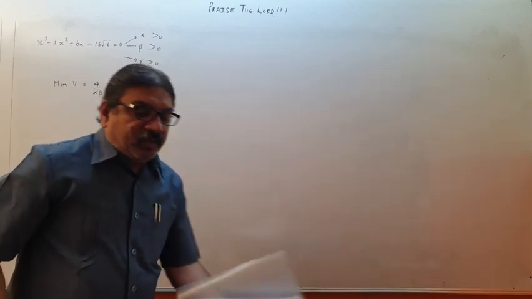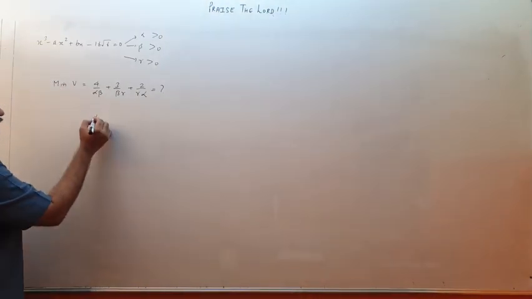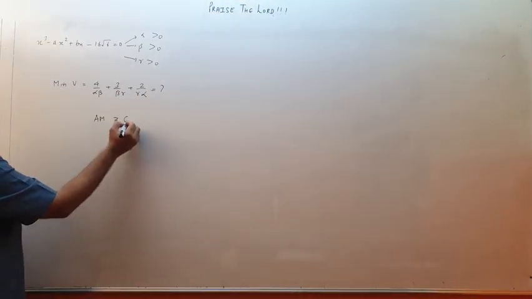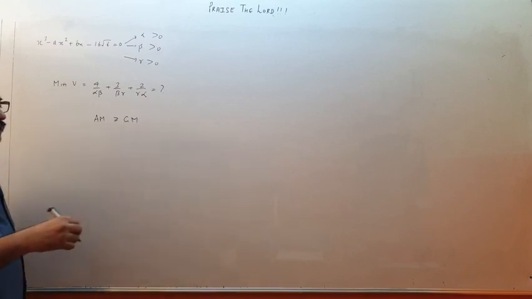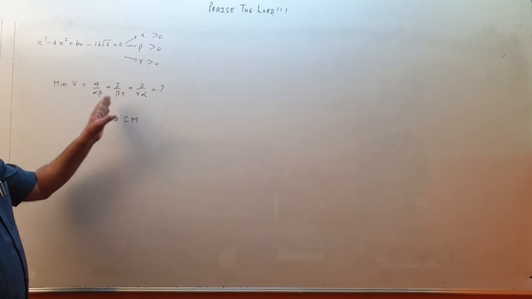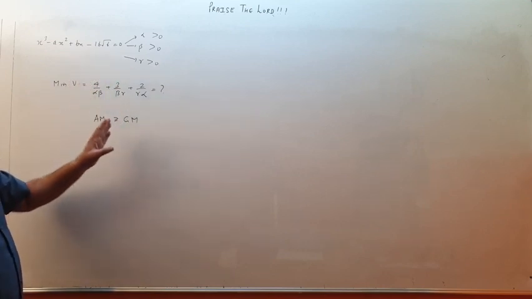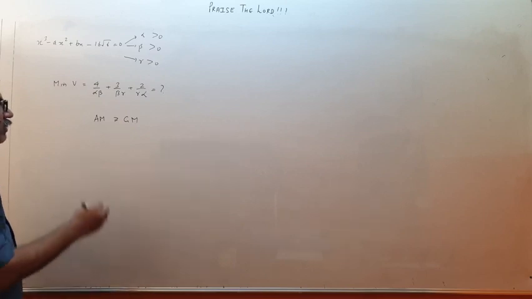So these types of functions are very easy. Whenever you want a minimum value, you can apply AM greater than or equal to GM. And you will have to think whether AM, GM or HM is to be used. I am using GM because when I multiply, I will get alpha square, beta square, gamma square, and the alpha beta gamma value I can get from here. Therefore, I am taking AM greater than or equal to GM.